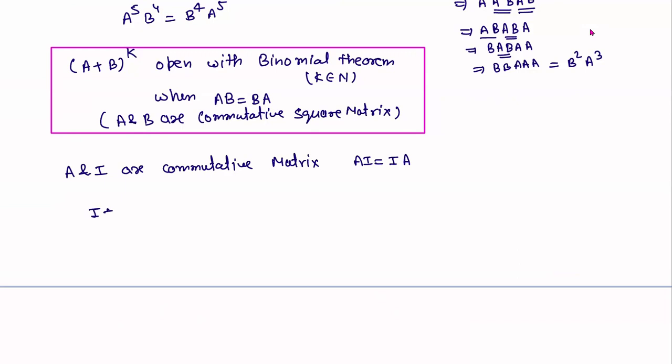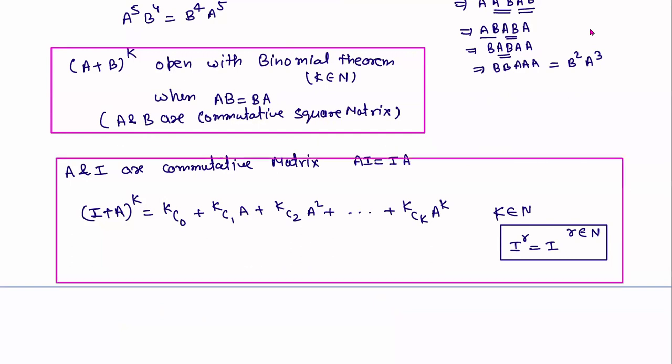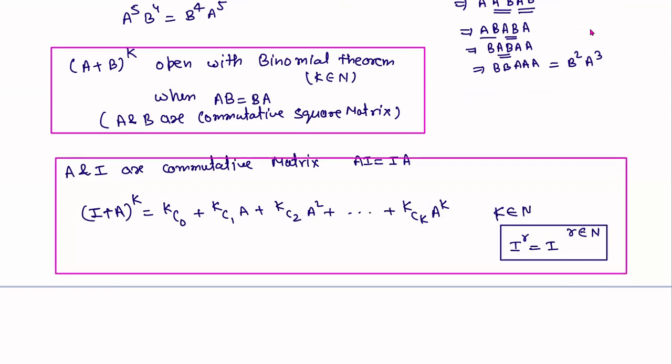So can we write (I plus A) power K? This result is KC0 plus KC1 into A, KC2 into A square, dot, dot, dot, KCK into A power K, where K is any natural number. See, I power R, that is I, where R belongs to natural numbers. And I multiplied with any matrix, we get the same matrix. Am I correct? Yes, sir.